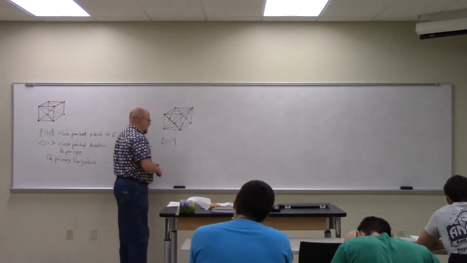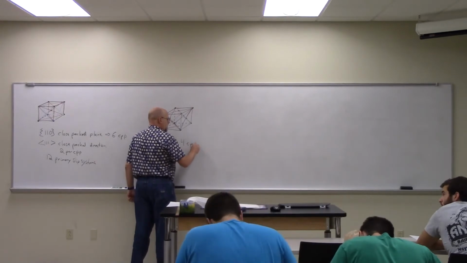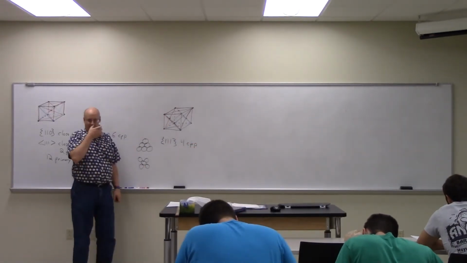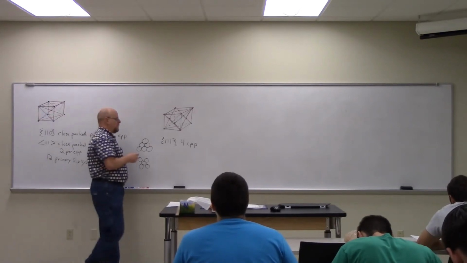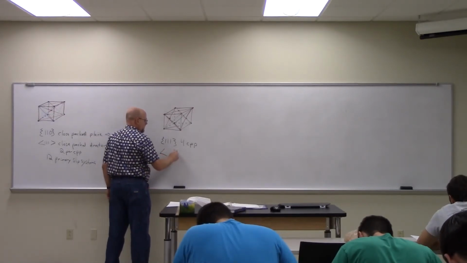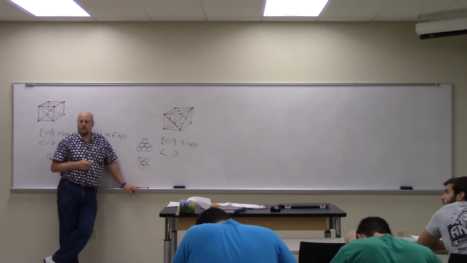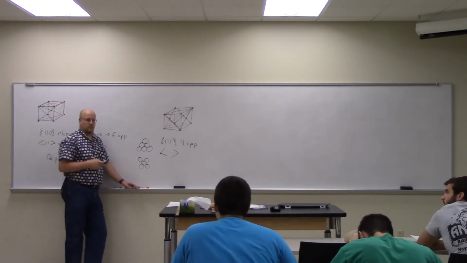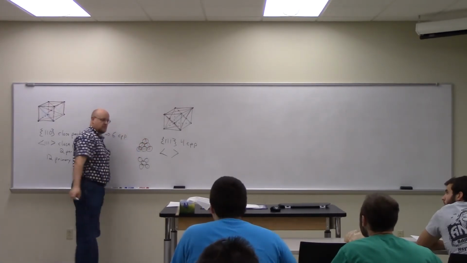So there are actually 4 close packed planes in the FCC structure. How many close packed directions do I have in each plane? 3. 1, 2, 3.